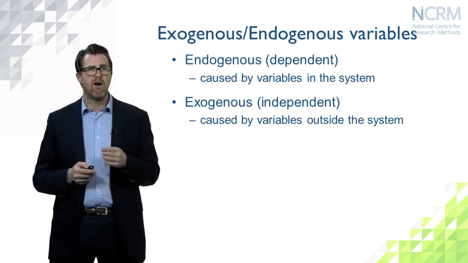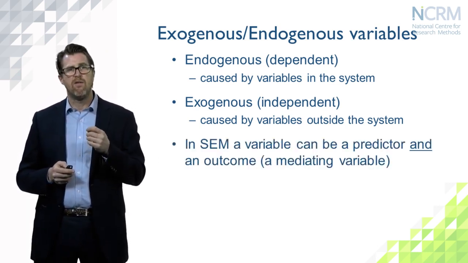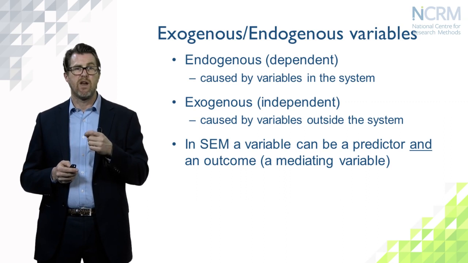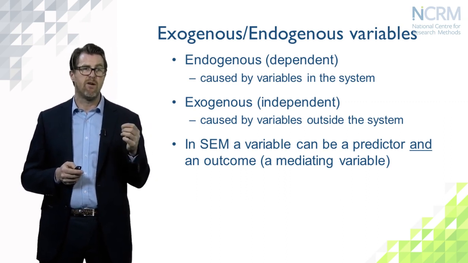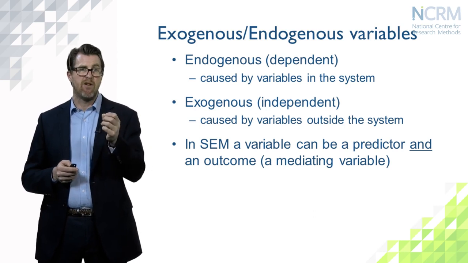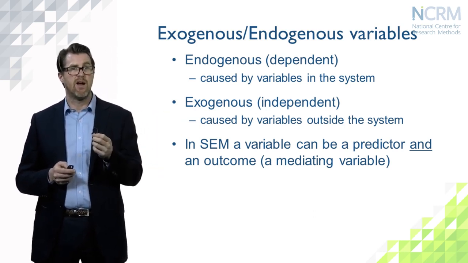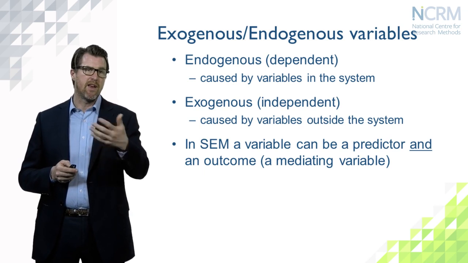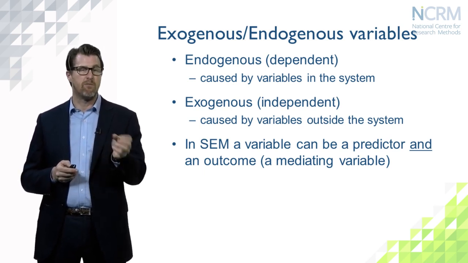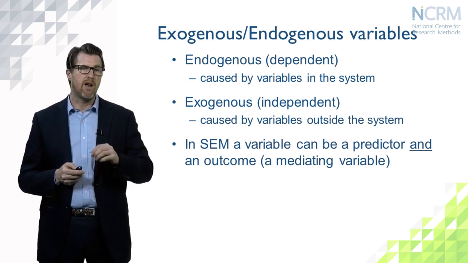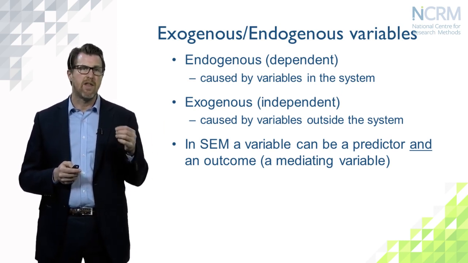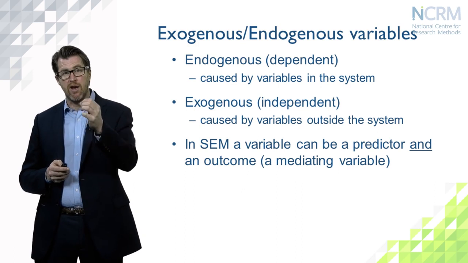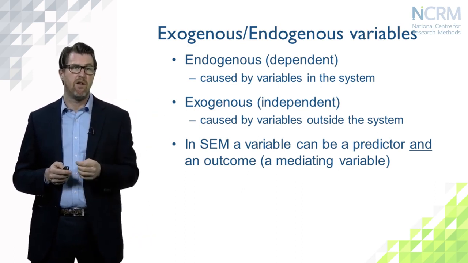An important part of SEM is that variables can be both exogenous and endogenous. We can have an arrow pointing into a variable, making it endogenous, and that variable itself can have an arrow pointing at another variable, making it exogenous in that limited sense, although it's now a different kind of variable because it has an arrow both pointing into it and coming out of it. That's important because that kind of variable is a mediating variable. It's a variable through which another variable has an effect on a third variable.